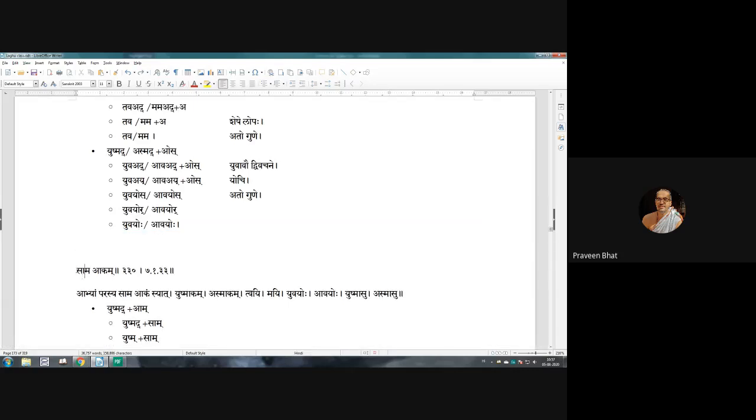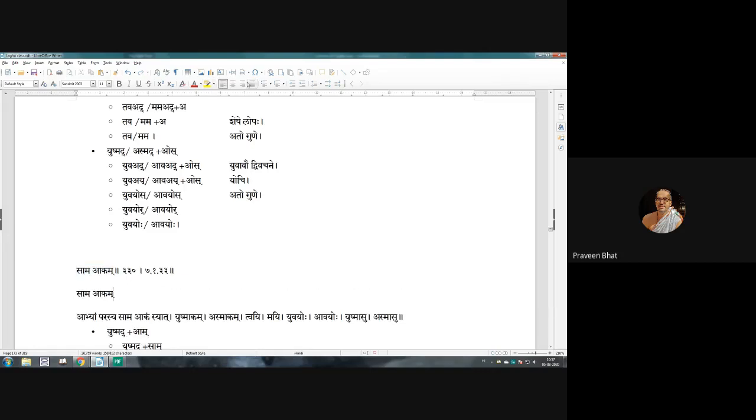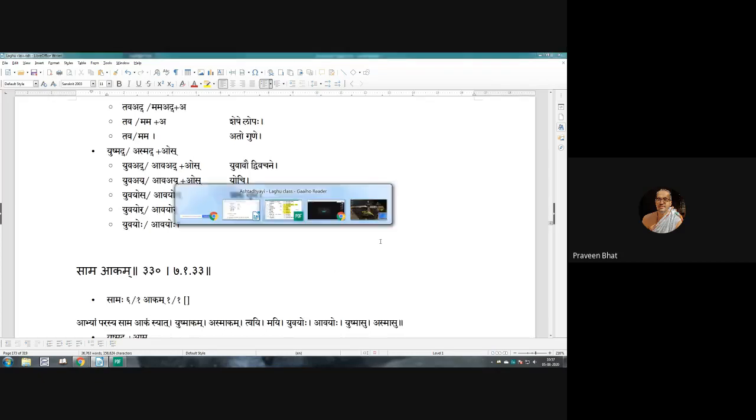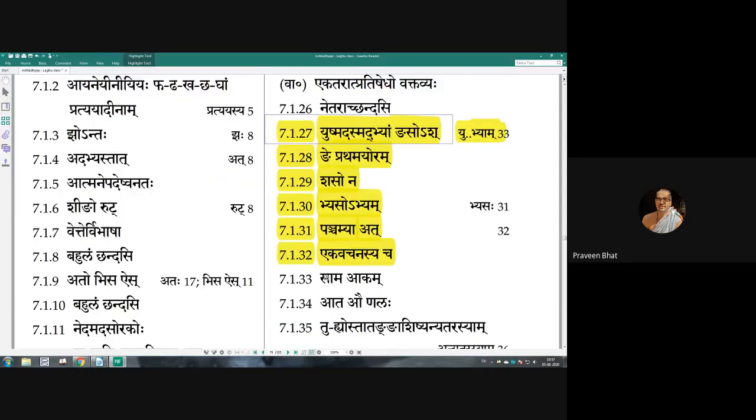Next sutra is used for shashti bahuvachana. Shashti bahuvachana is aam pratyaya. And the sutra says sama akam. Sama akam means samaha, aam pratyaya, but it shall become sam. Shashti, sama shashti ekvachana. Akam is the adesha when 7133 says sama akam.